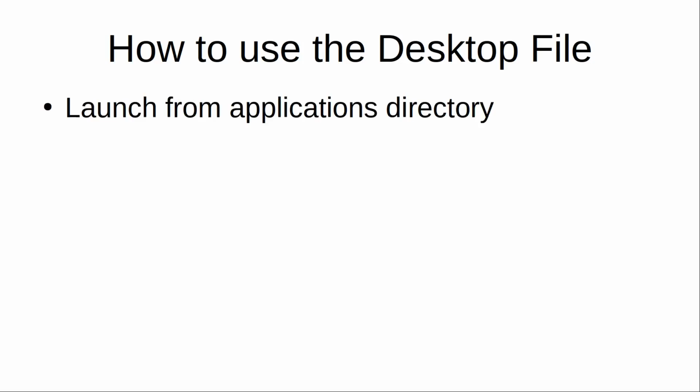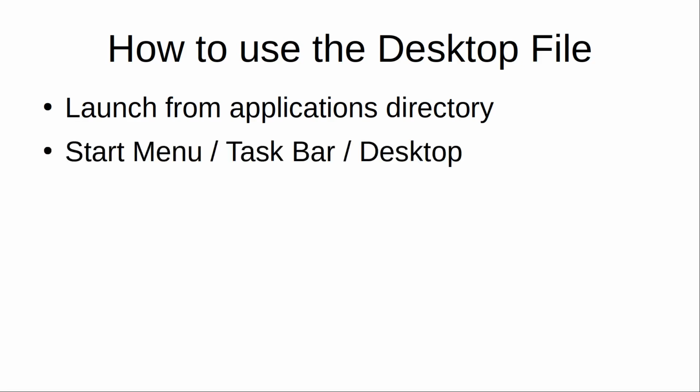So we've got the desktop file, but what can we do with it? You can launch the application directly from the applications directory. In some desktop environments, then that will be available through the launcher once you've created this file. You can use that to add an entry to the start menu, the taskbar, or the desktop. And the reason we're looking at this here is because we want to start a program automatically.